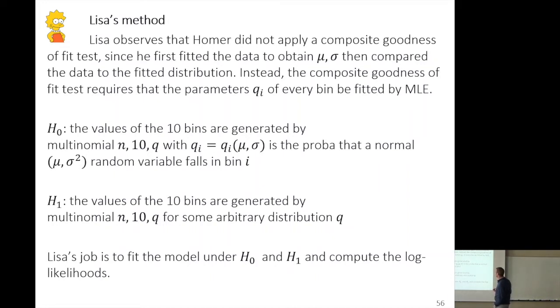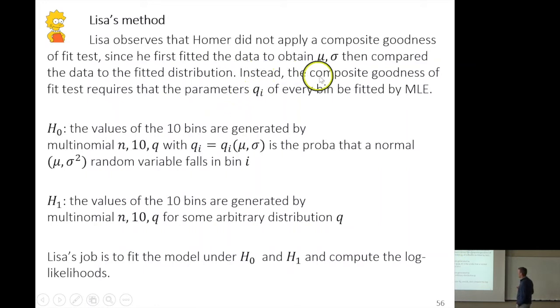Second method. Well, Lisa, who is usually smarter, if you know the Simpsons cartoon, but we have to be careful. Even smart people sometimes are wrong. Lisa observed that Homer did not apply a composite goodness of fit test, since he first fitted the data to obtain mu, sigma, then compared the data to the fitted distribution, right?